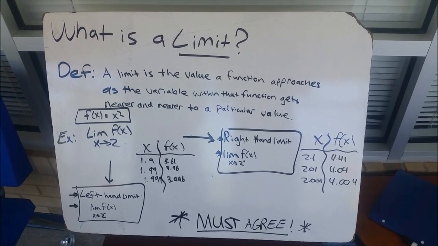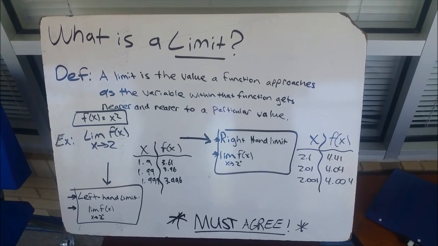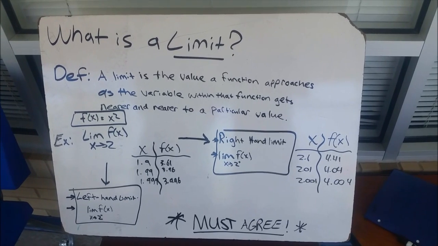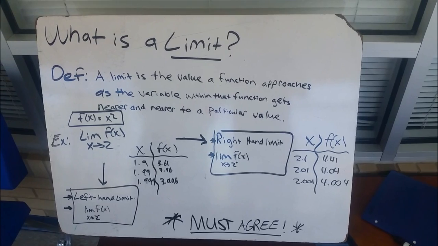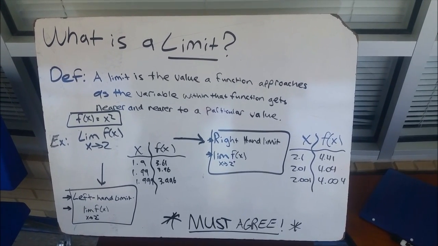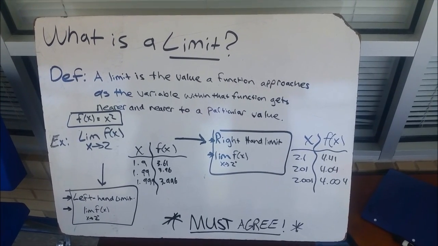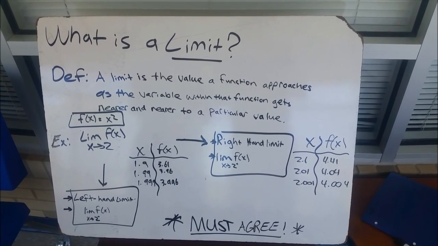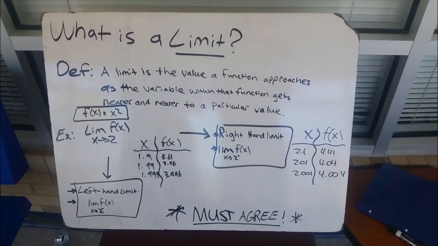Similarly, we can look at it from the right-hand side, if you were to see it from a graph. If you were to make a table of the values, as we get closer and closer to 2, with 2.1, 2.01, 2.001, we see that we get closer and closer to 4. An important note is if this happens, where we look at it from the left hand and the right hand, and they both approach 4, we can accurately say that the limit as x approaches 2 of f of x, from the left hand and right hand side, is 4.